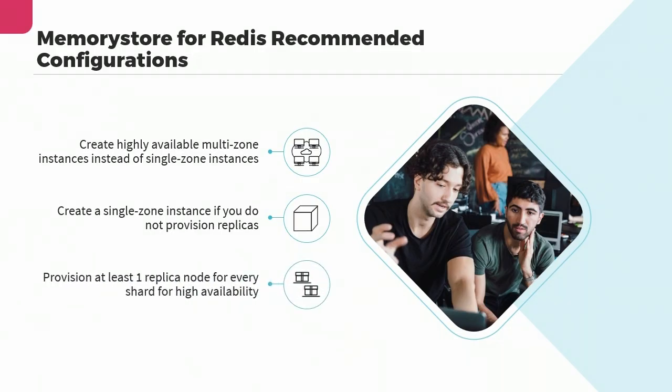And then provision at least one replica node for every shard for high availability. And this is depending on your cost of what you're trying to do, but this is the very bare minimum. Provision at least one replica node. Ideally for highly scalable systems serving millions of users, I'd actually raise this up to 2 replica nodes for every shard. So those are just some of the recommended configurations for Memorystore for Redis and how Redis works inside of Google Cloud.